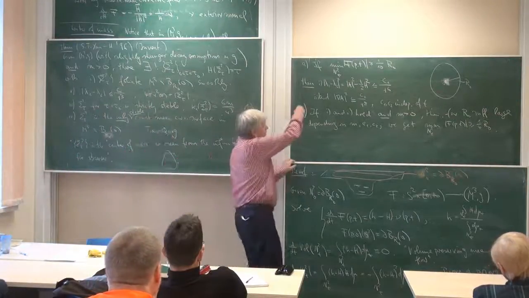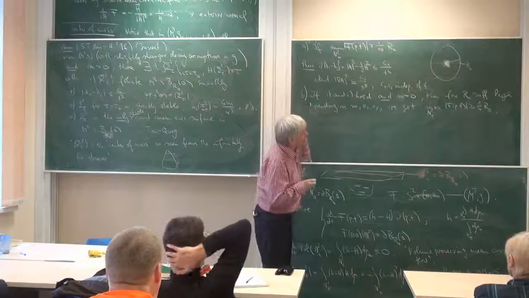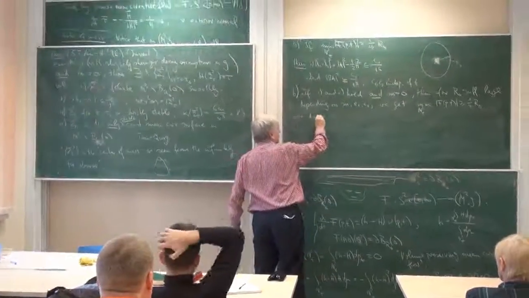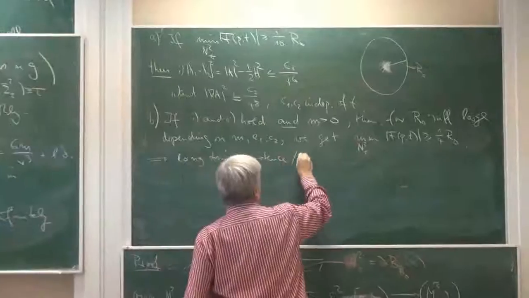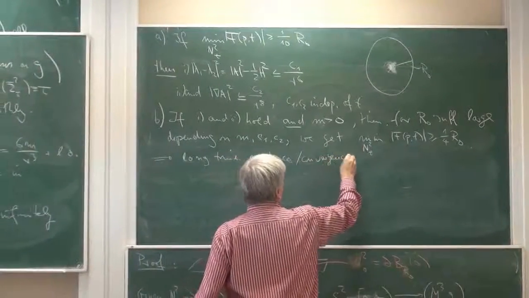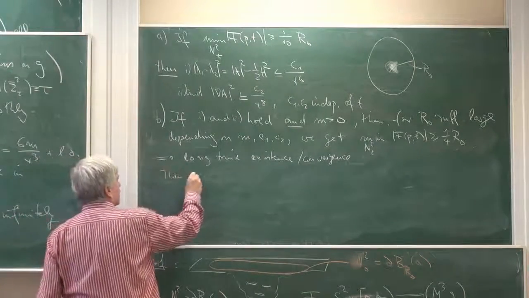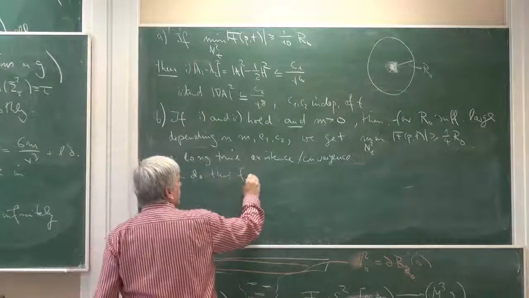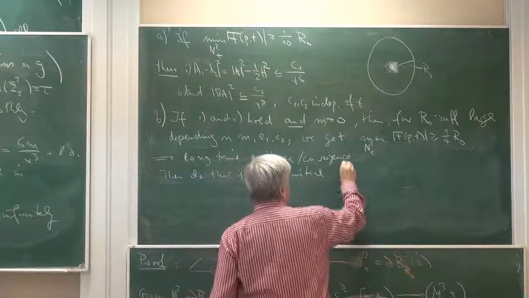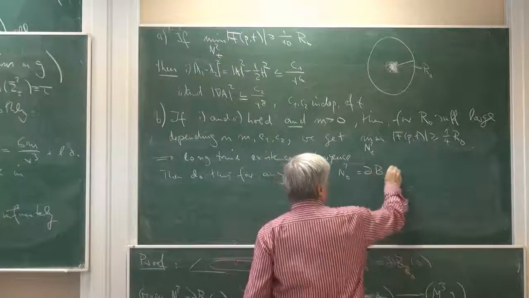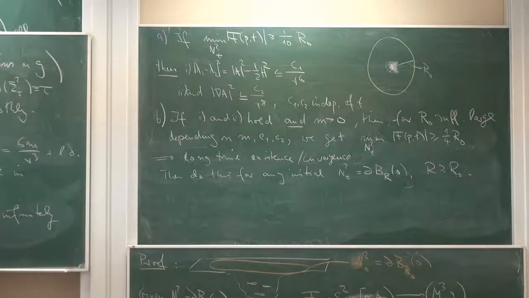Okay. So with these two a priori estimates, we get long time existence, and then you prove all these other properties, and convergence. And then you do this for different initial radii. Then do this for any initial radius r0, with boundary of B_r0. And then you get a whole foliation.